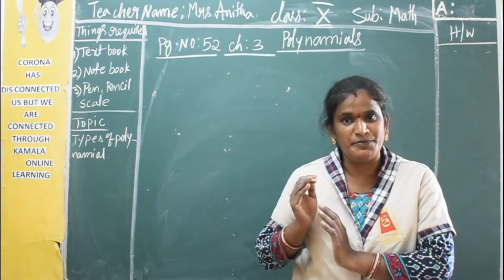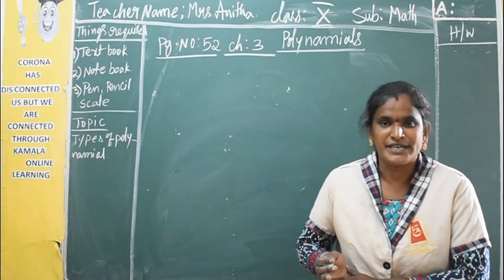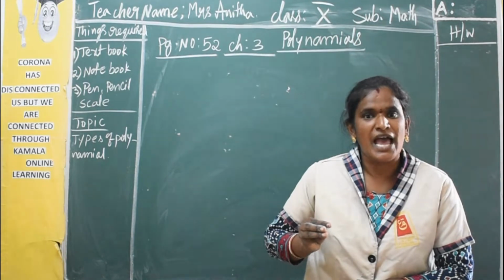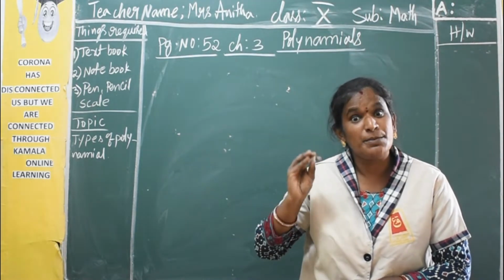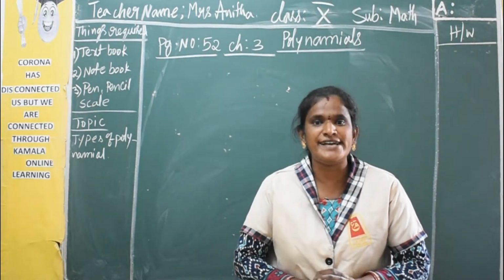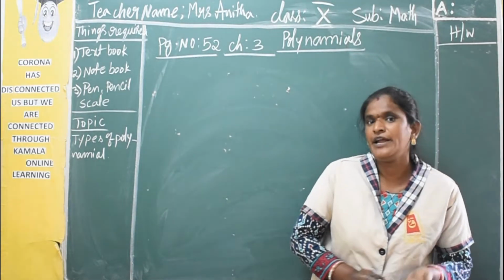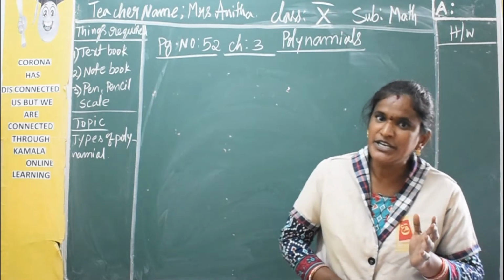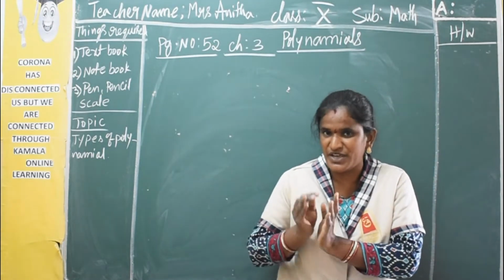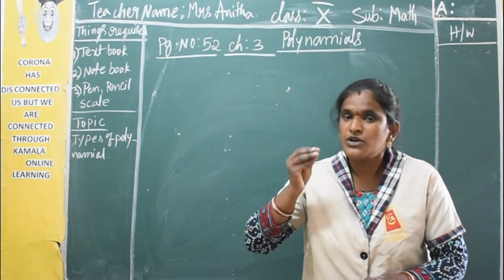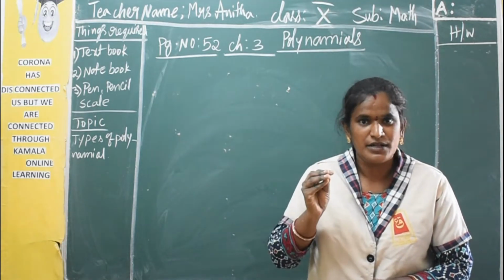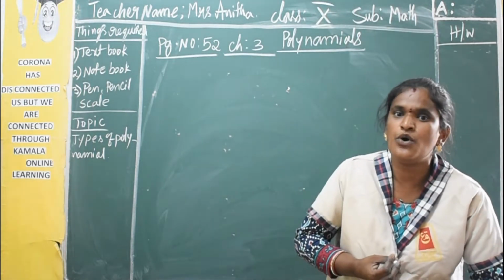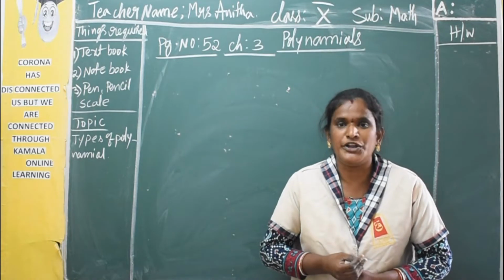It is an algebraic expression, yes. In it, the variables have some power, and the power is a whole number. Then it is called a polynomial. It is an algebraic expression in which variables have power, and the power is a whole number. Then it is called a polynomial.